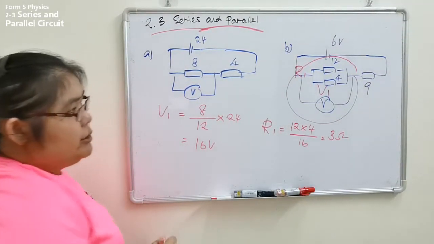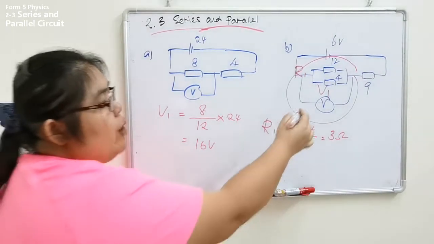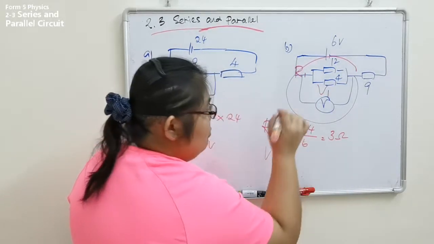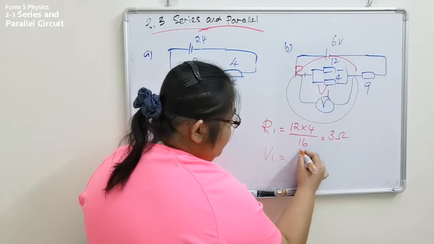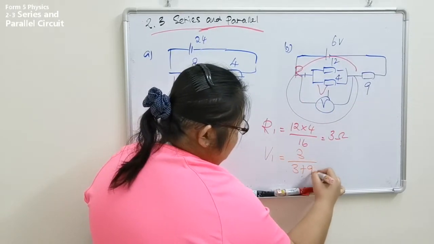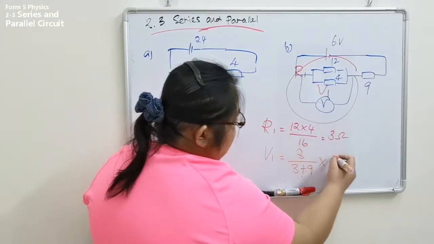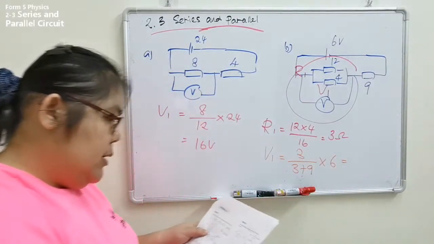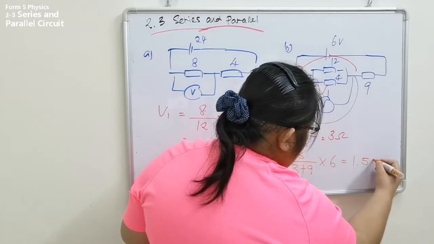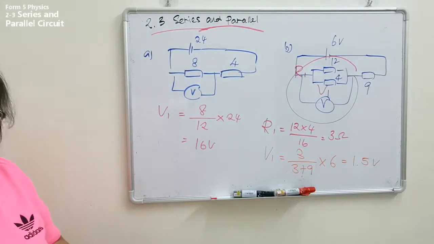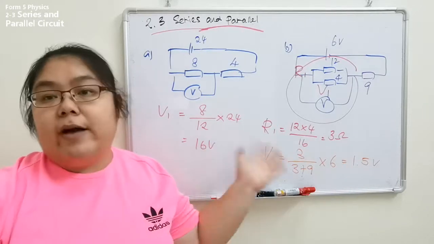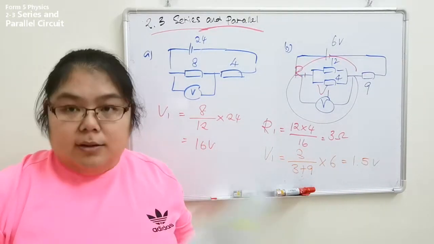Now I need to do the calculation for overall V1, also using the voltage divider. V1 equals R1 overall 3, over R1 plus R2, 3 plus 9, multiply total V 6. So my answer is 1.5. This is why I say I want to use the formula, it is very fast. Straightforwardly, I can get the answer.